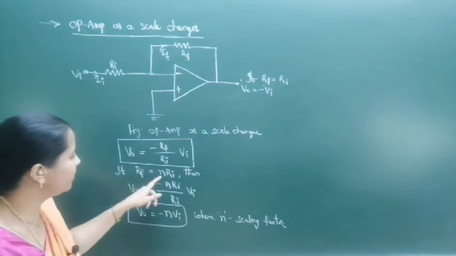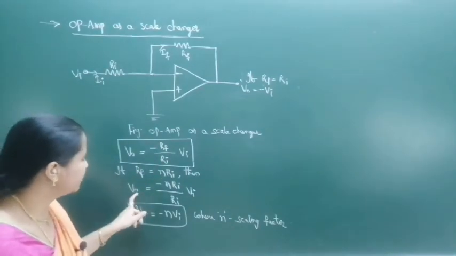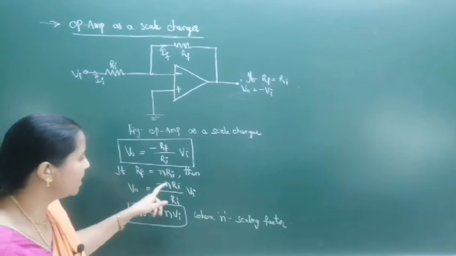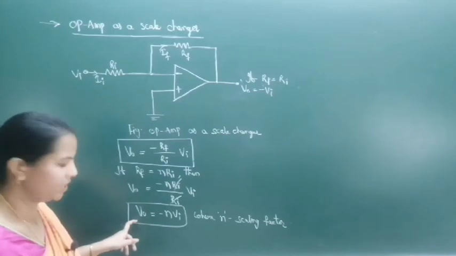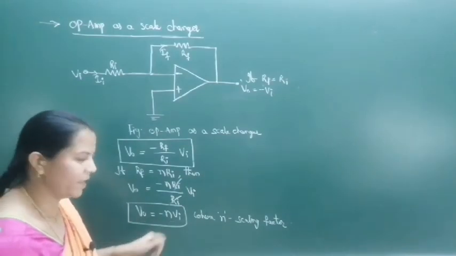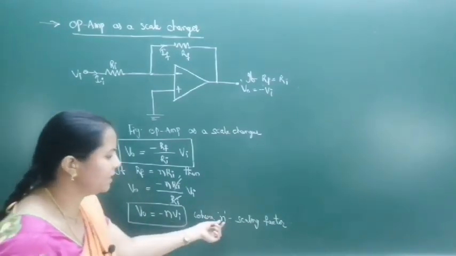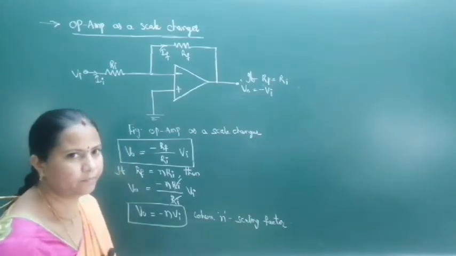If we substitute Rf equal to N Ri in V0, the Ri gets cancelled. Then the output voltage V0 equals -N times Vi, where N is nothing but a scaling factor.